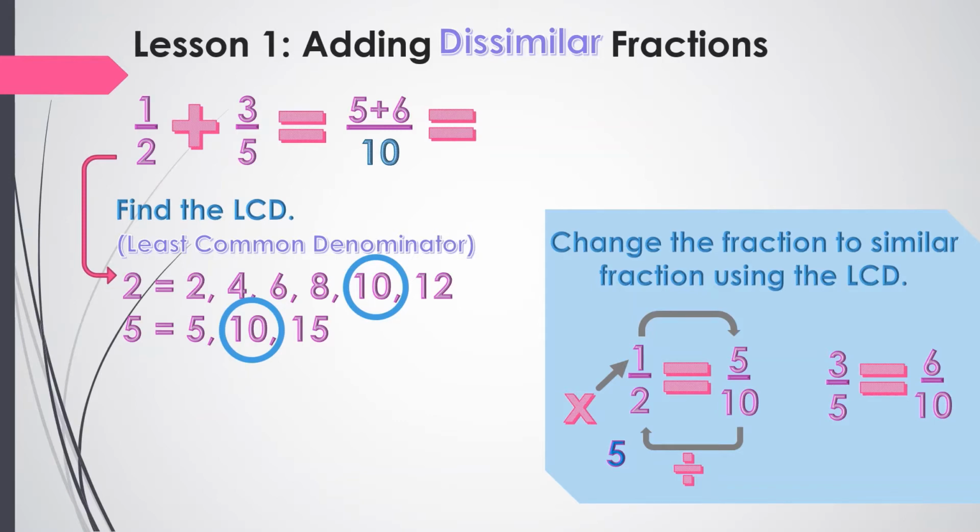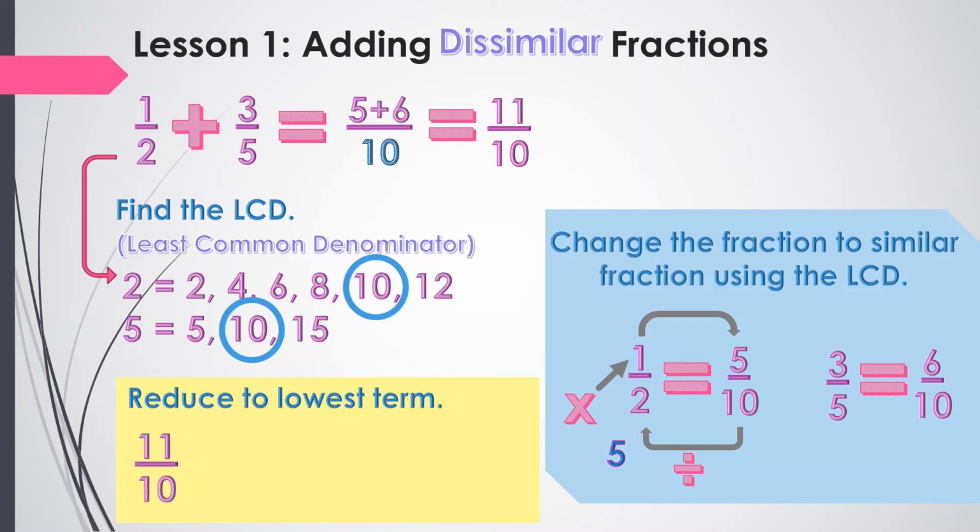Add the numerator. So, 5 plus 6 is equal to 11. And then you are just going to copy the denominator, that is 10. So, your answer is 11/10. Okay. Now, 11/10 is an improper fraction. So, you are going to change it into a mixed fraction. Because that is how you're going to reduce it to lowest term.